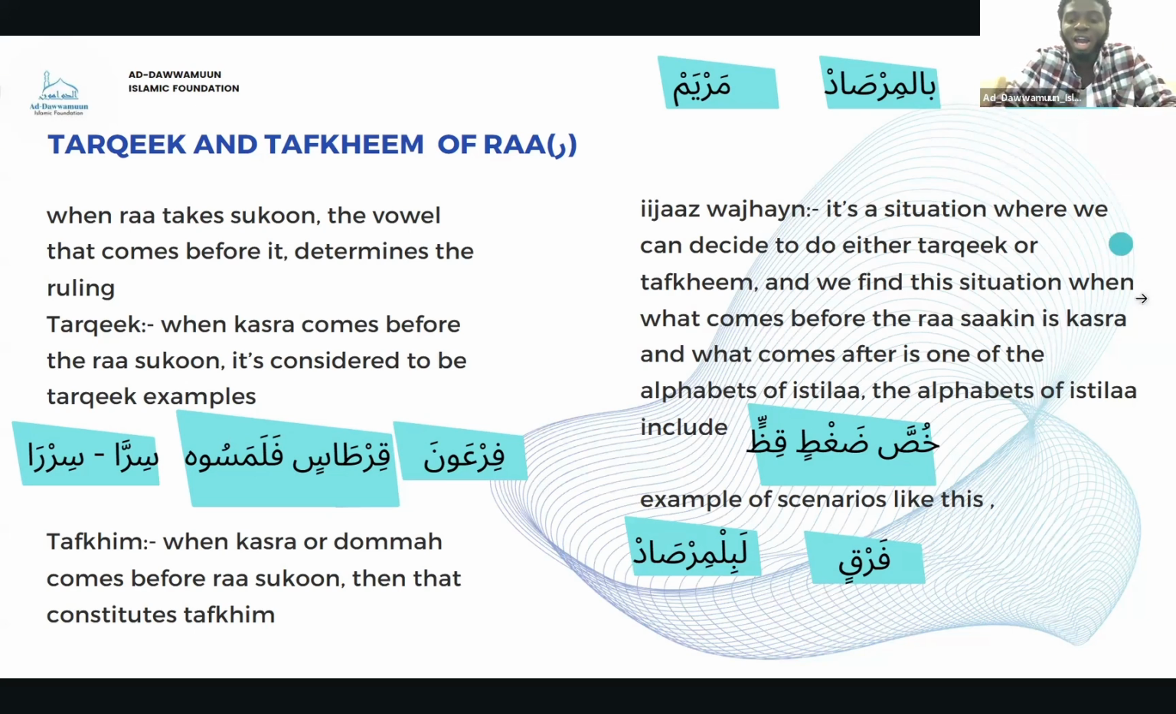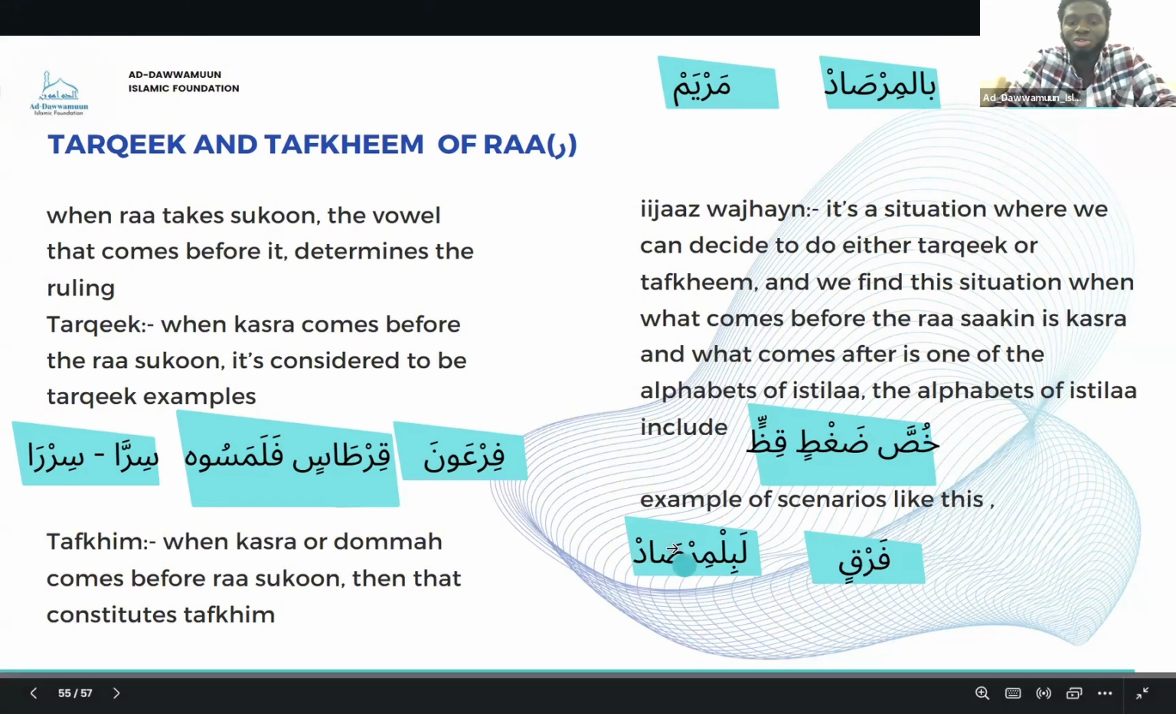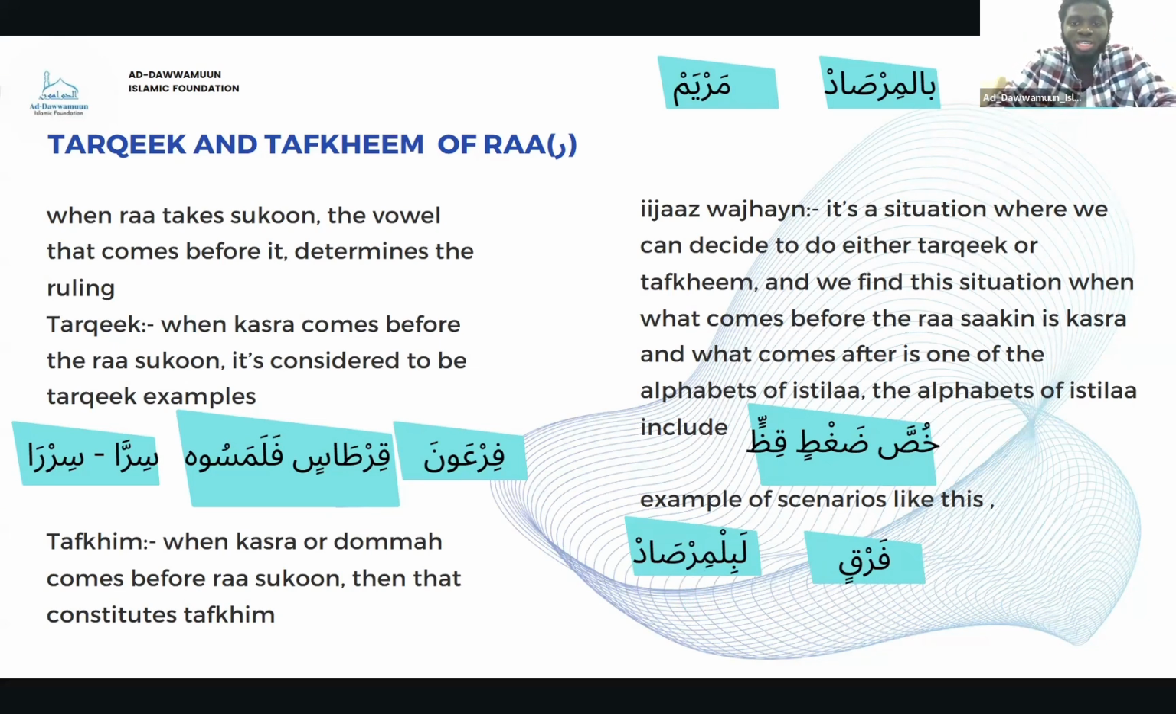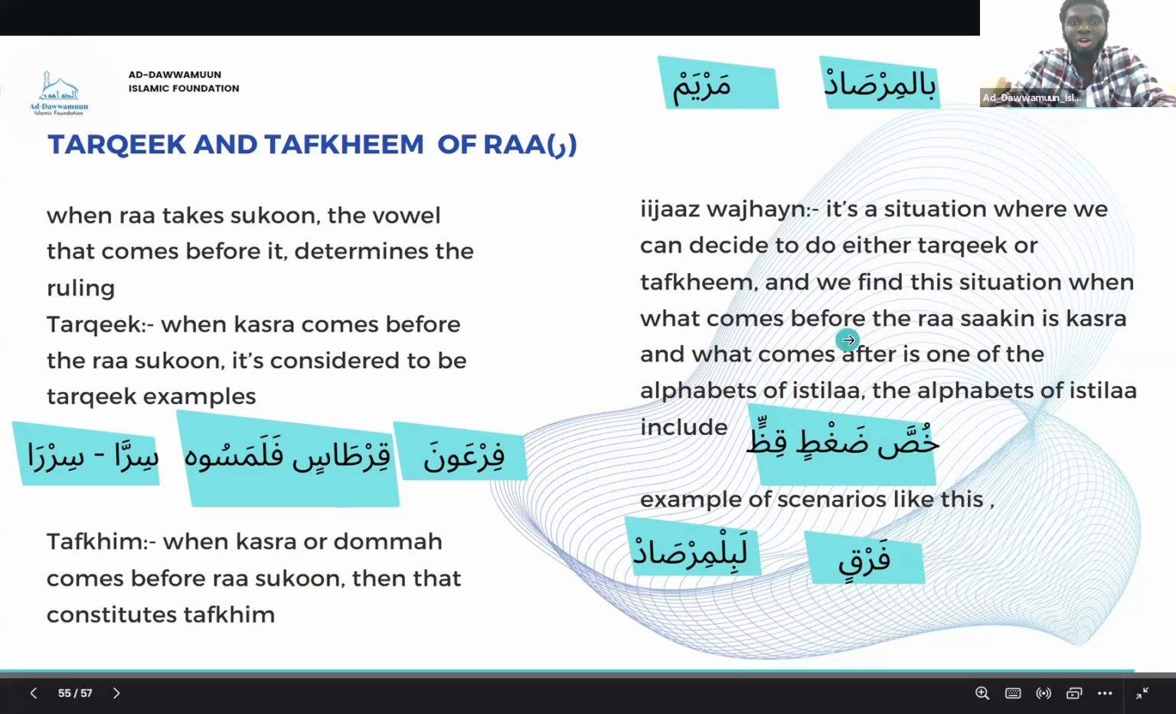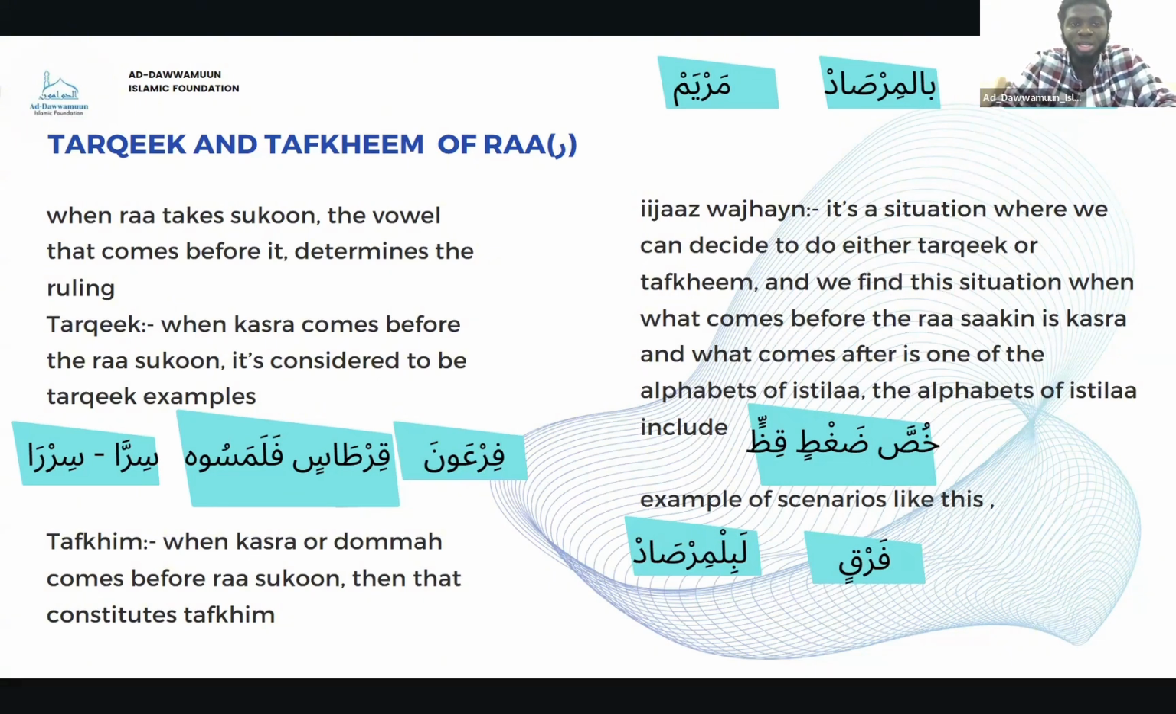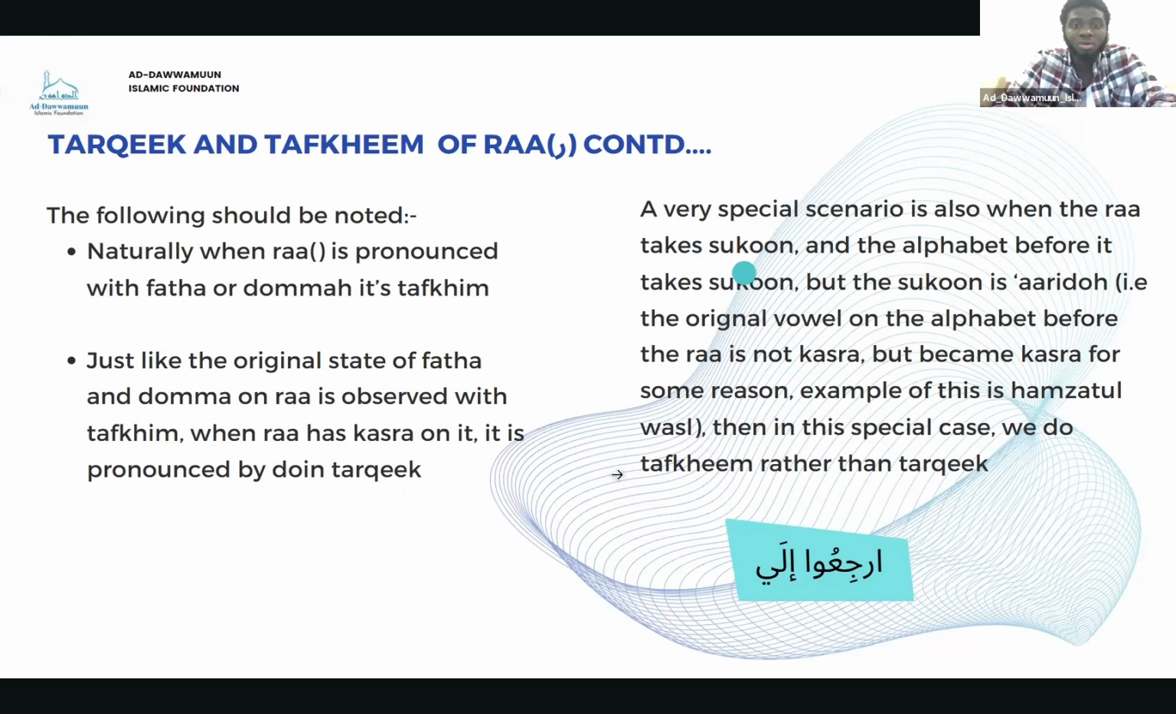So when any of the alphabets of isti'ala come after raw taking sukun, we can either do tarqiq or tafkheem of raw. So this situation is called i'jazu wajhain, possibility of what? Both situations. So that will be all about tarqiq and tafkheem of raw. Okay, I'm not done with tarqiq and tafkheem of raw.